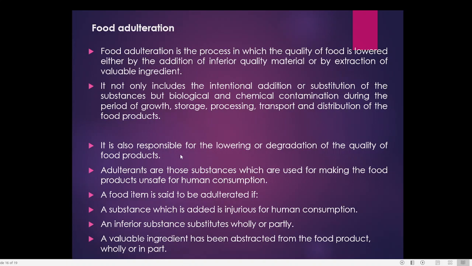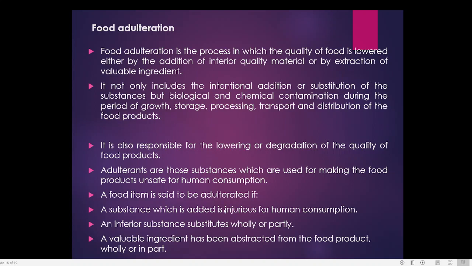So it is responsible for lowering or degrading the quality of food substance, and adulterants are those substances which are used for making food products unsafe for human consumption. For example, earlier when preparing chili powder, the manufacturers would add brick powder. Brick powder is red in color, chili powder is also red in color. So if you add brick powder to chili powder, you can increase the weight of the chili powder. These are some of the examples that you can remember where food adulteration is present.